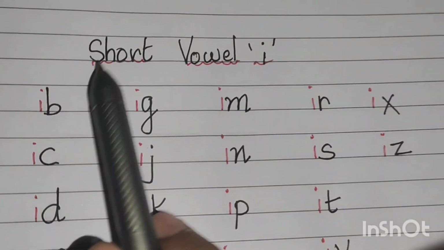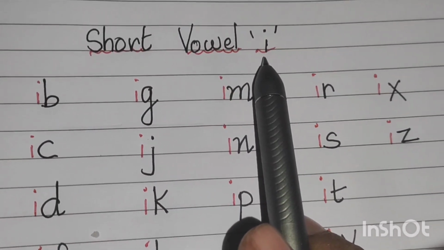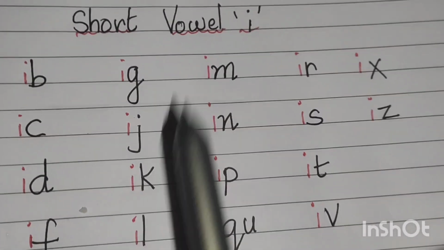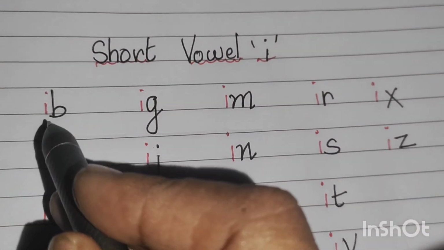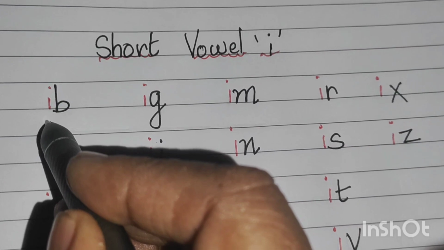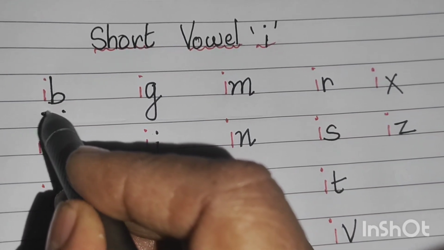Next comes the short vowel I. When the vowel letter I becomes short, when it follows the consonant letters, it becomes short. The sound for I is "i" when it follows the consonant letter. See here, I follows B.